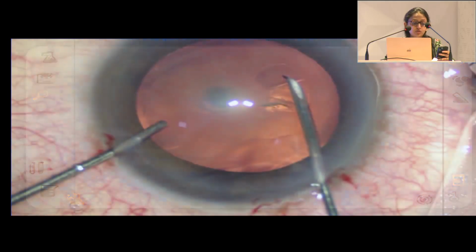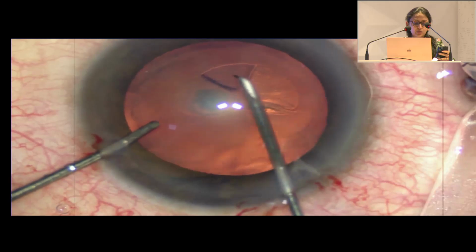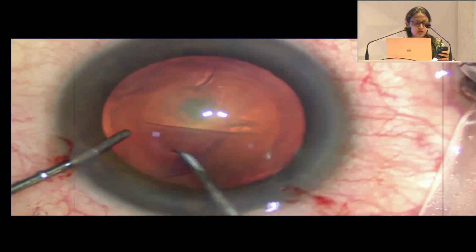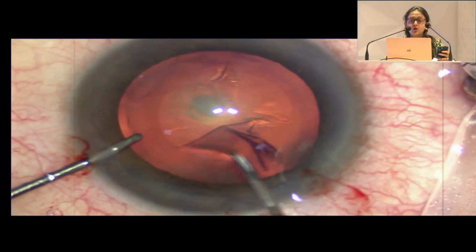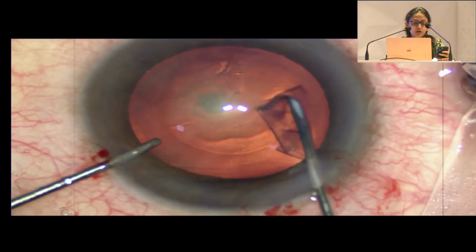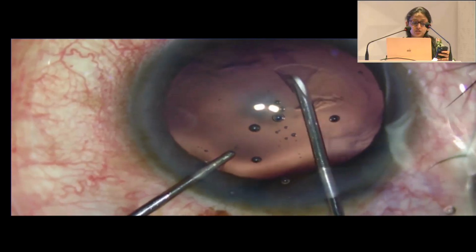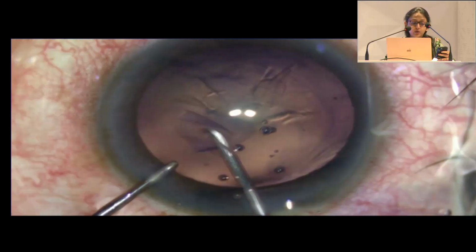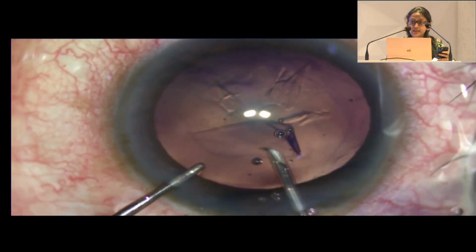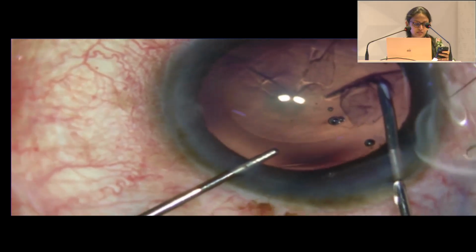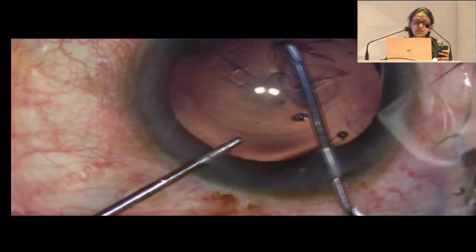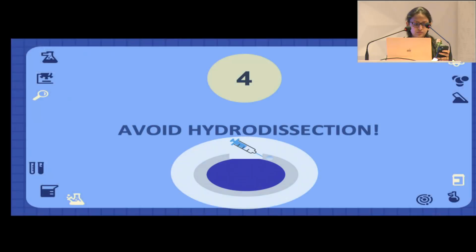The rhexis should also not be too small, as this can lead to increased hydrostatic pressure during hydrodelineation and cause a posterior capsule rupture. On the other hand, if the opening is too large, it may not provide adequate support for a sulcus fixated IOL in case the posterior capsule is compromised. Nowadays, with femtosecond lasers, it is possible to create a customized CCC.